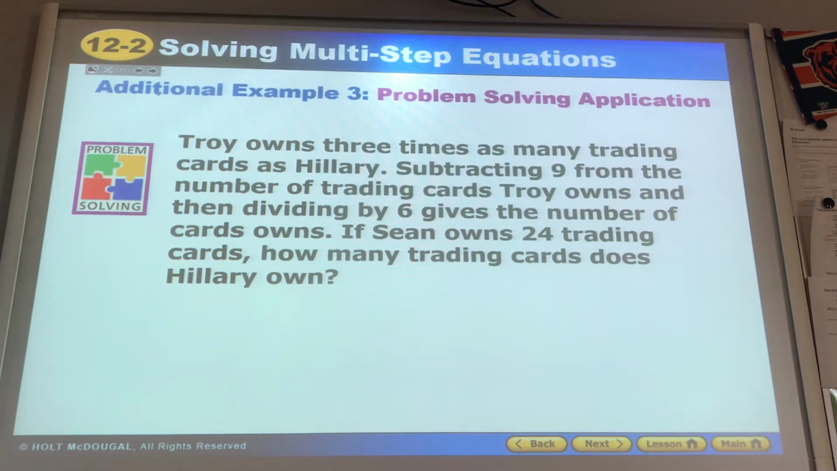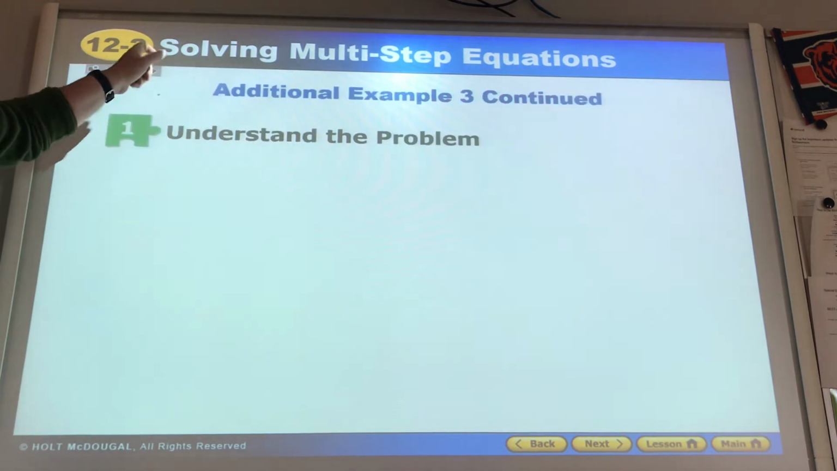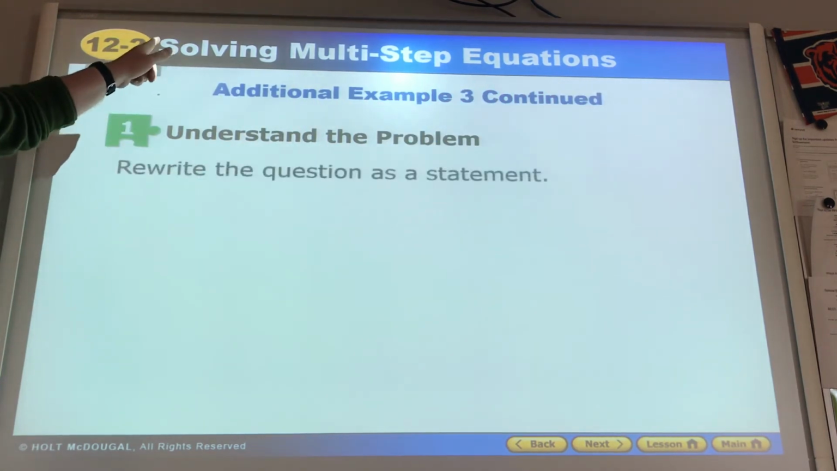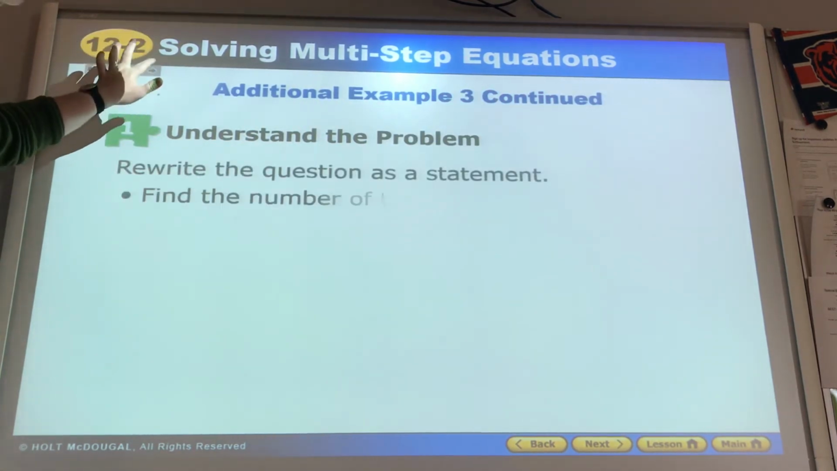Troy owns 3 times as many trading cards as Hillary. Subtracting 9 from the number of trading cards Troy owns and then dividing by 6 gives the number of trading cards Sean owns. If Sean owns 24 trading cards, how many trading cards does Hillary own? Let's understand the problem. There are a lot of words there. Okay?